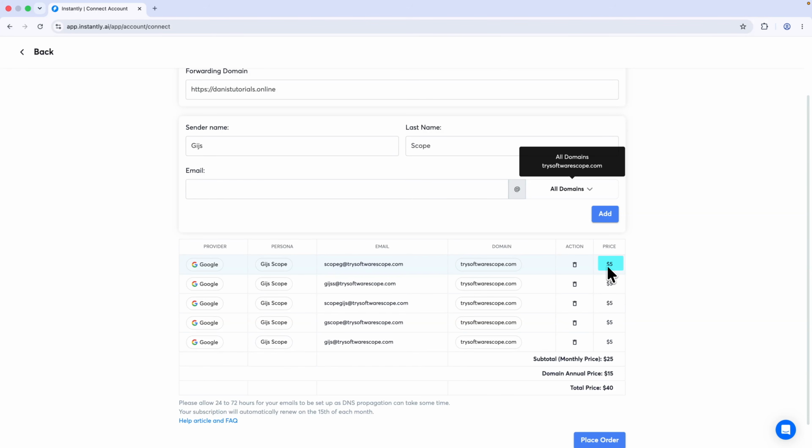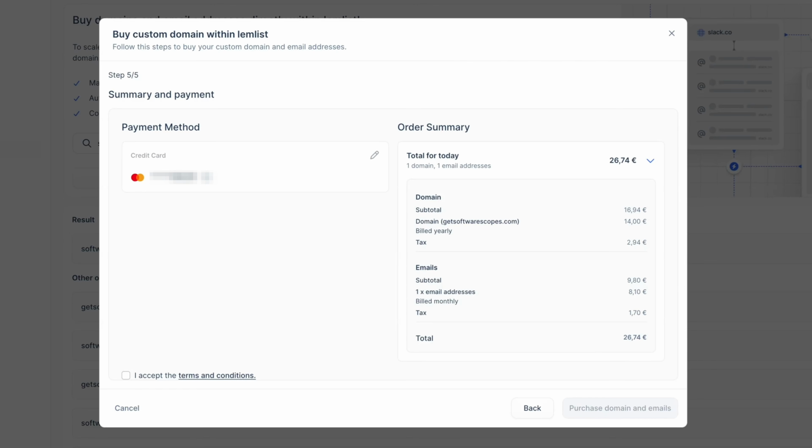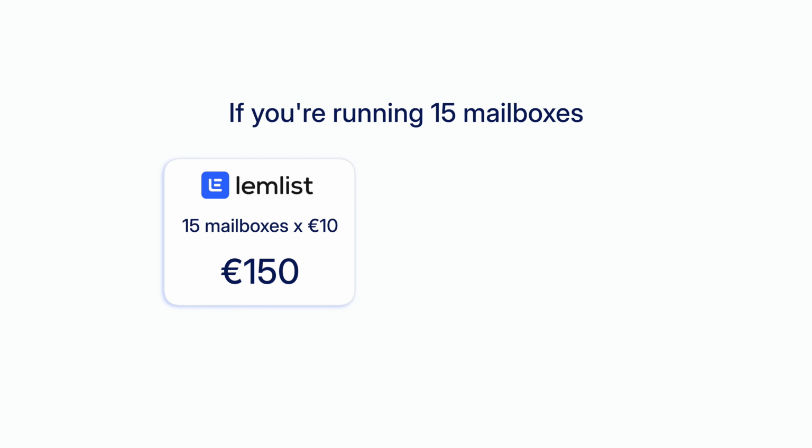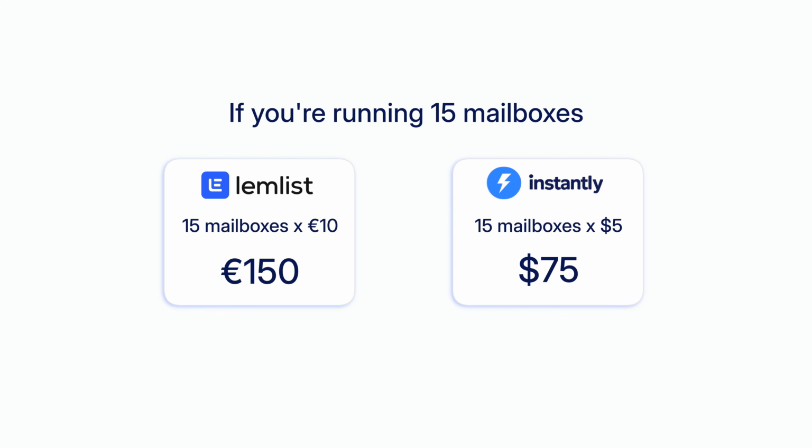Remember earlier I mentioned Instantly's mailboxes cost $5 per month for Google mailboxes. On Lemlist, Google mailboxes cost around €10 per month each, double what Instantly charges. So if you're running 15 mailboxes, that's €150 a month on Lemlist versus $75 on Instantly. That gap grows the more you scale, and it's probably the biggest hidden cost difference between the two.